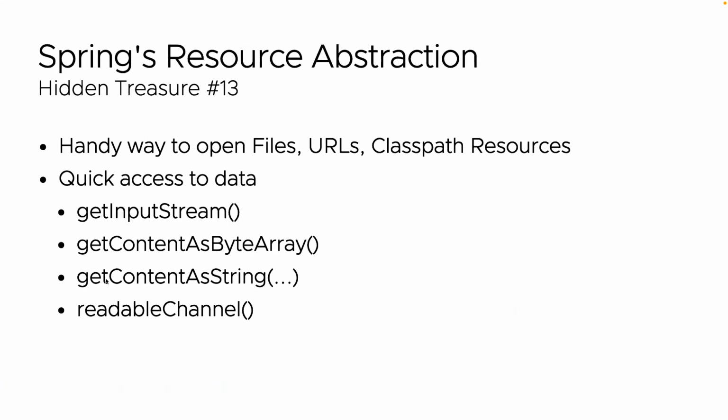All right, so another recap. 113, Spring's resource abstraction is a very useful class. There's an interface called Resource in spring.io, and then a bunch of implementations that you can use. It's also what gets used if you have URL references or string references in some of your property files.